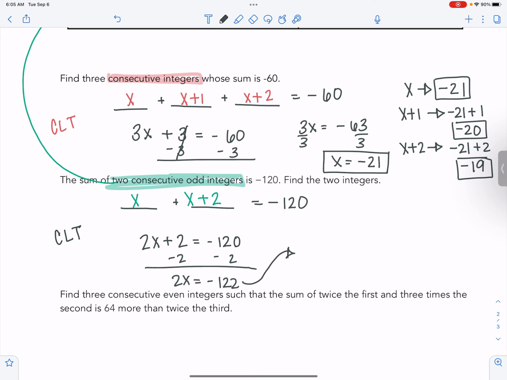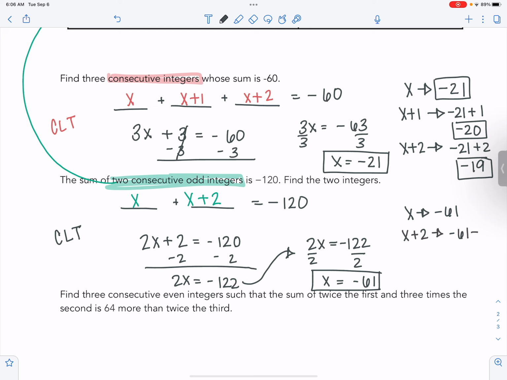And then I will finish this out by solving for x. And so I'll have negative 122 divided by 2 on both sides, which is going to give me x equals negative 61. Again, that's just my first one. So if x equals negative 61, then x plus 2, negative 61 plus 2, is going to give me negative 59. And so those will be your two consecutive odd integers.